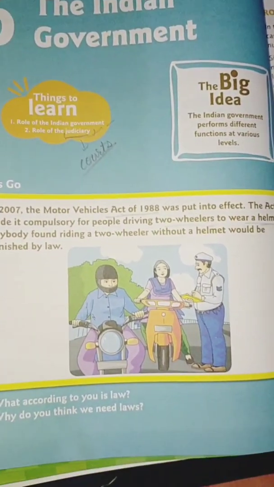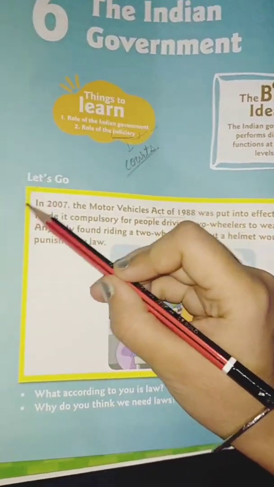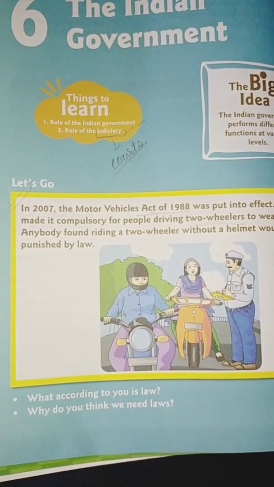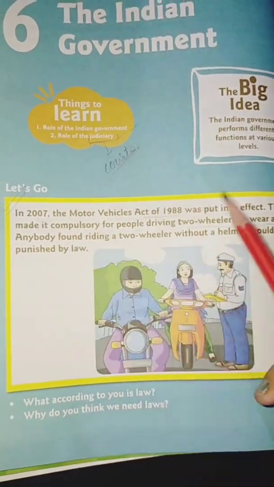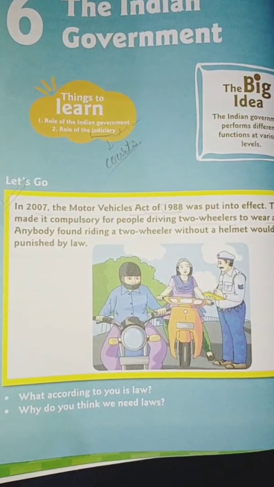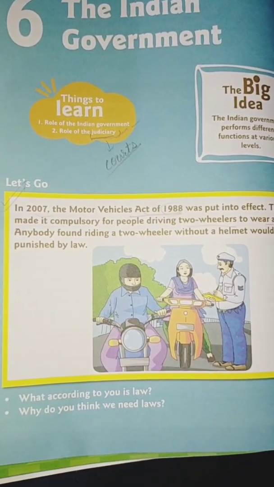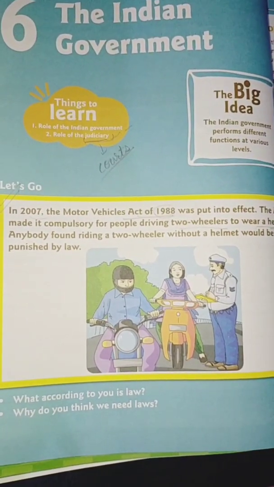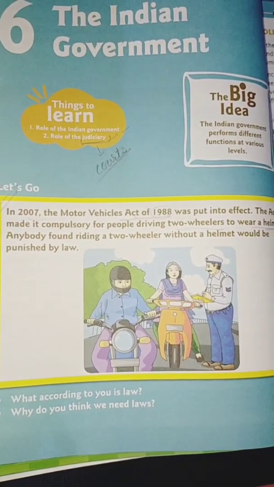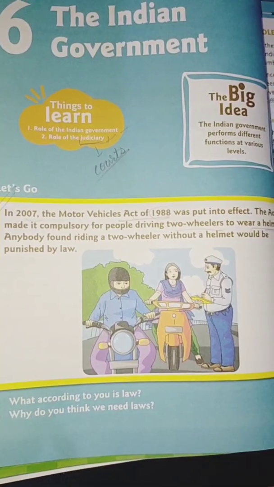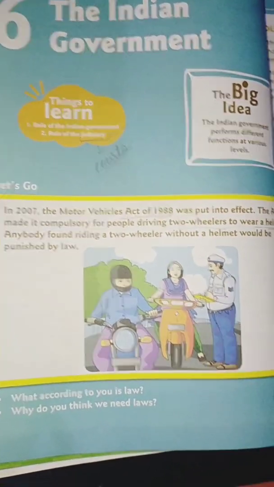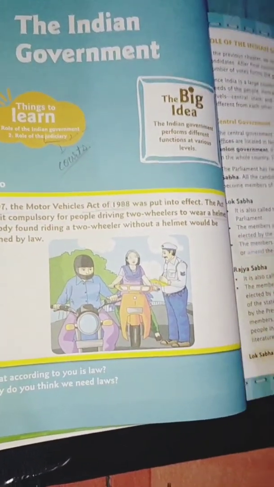Before starting the chapter, just look at the example given here. What is law, we come to understand here. In 2007, the Motor Vehicles Act 1988 was passed. As you all know, whenever you are driving any bike or scooty, a helmet is compulsory, whenever you are going on a two-wheeler. So definitely under this act, wearing a helmet is considered a compulsory element.